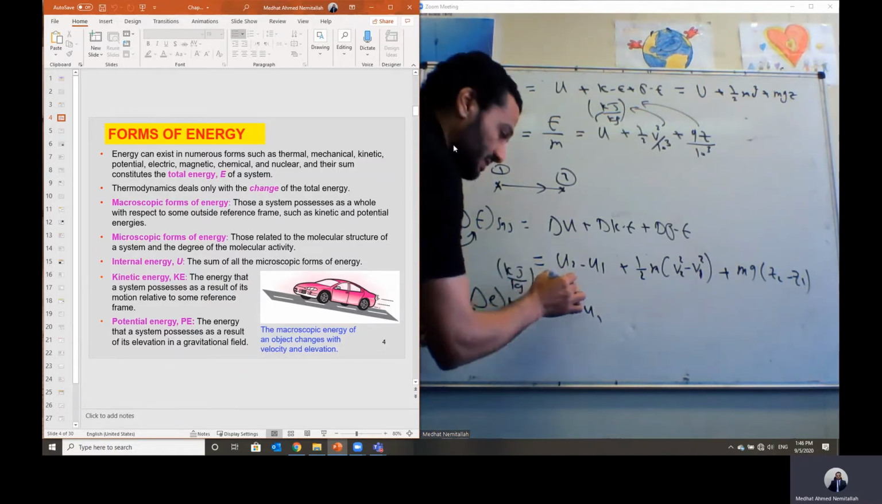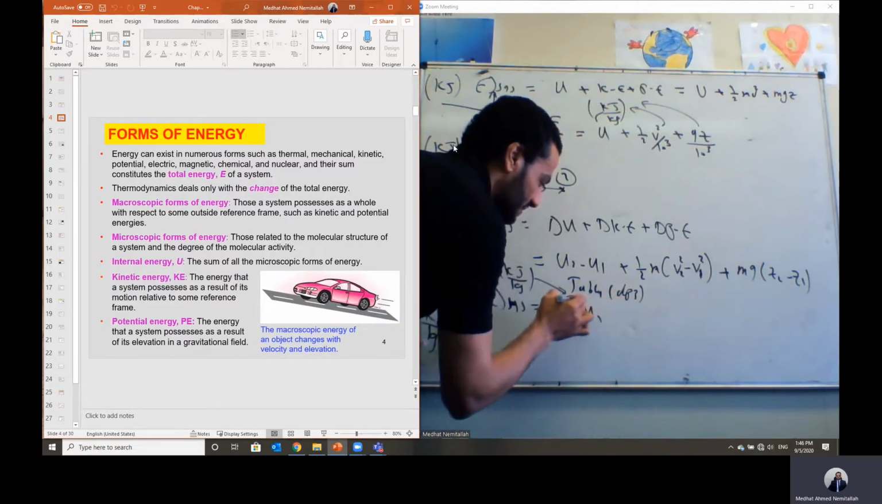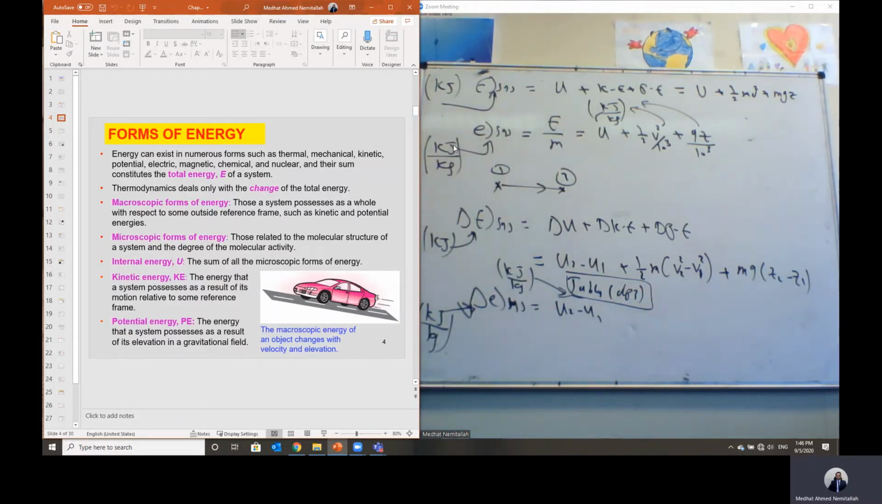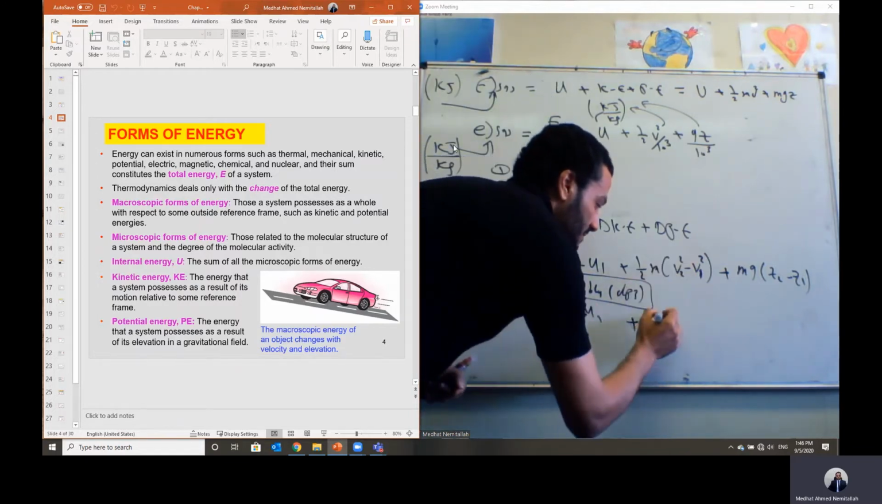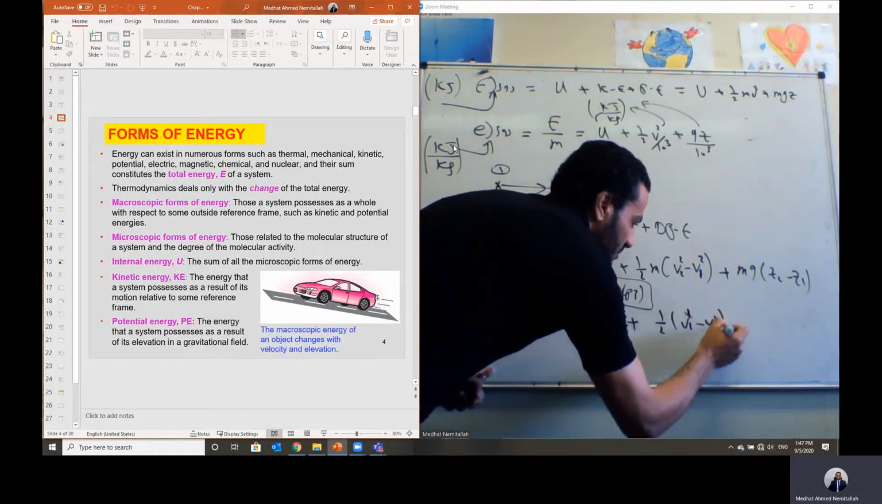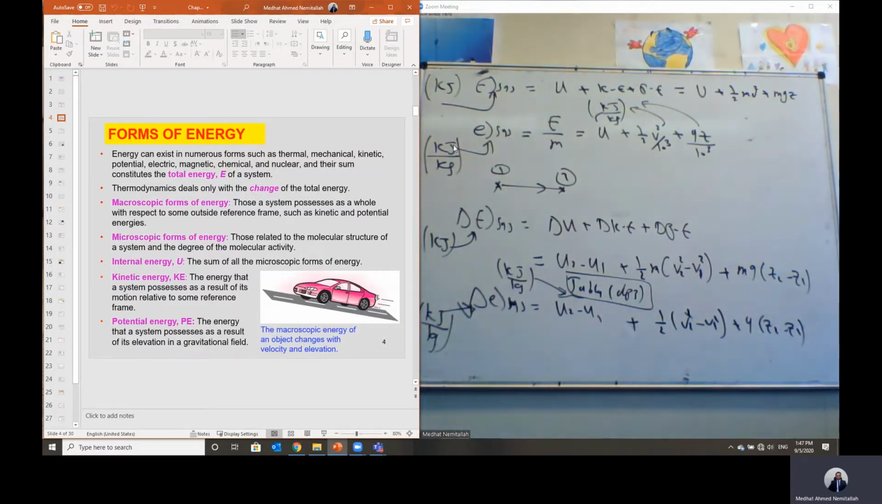This value, U2 minus U1, will be calculated from tables. We will learn in chapter 3 how we can calculate U2 and U1, mainly as a function of temperature. This is called the specific internal energy. Plus, if we divide the other terms by mass, it will equal half V2 squared minus V1 squared plus g multiplied by Z2 minus Z1. And this is the change of the specific energy of a system when it undergoes a process from an initial state to a final state.